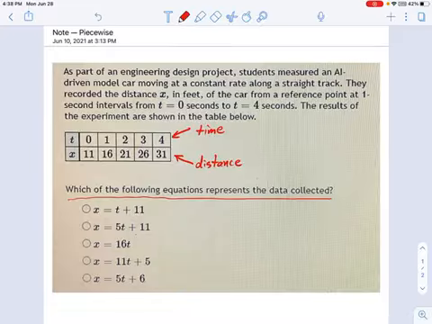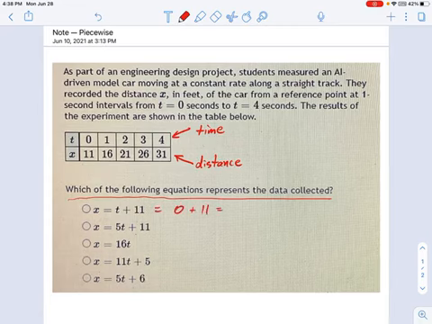I'm not sure what the quickest way to do it is, but you can just start plugging in numbers here. If you plug in 0 for t, that might be a good place to start. Plug in 0 for t, what do you get? I hope I get 11. So let's try this first one. If you plug in 0 here, you're going to get 0 plus 11 equals 11. Great, that works.